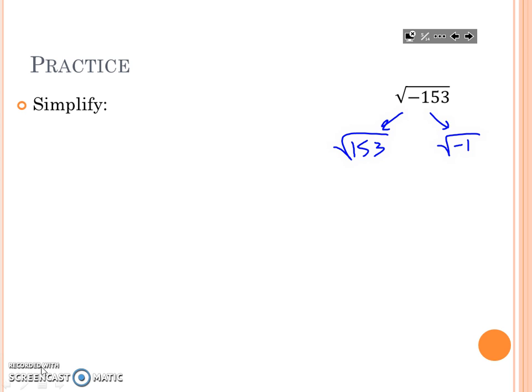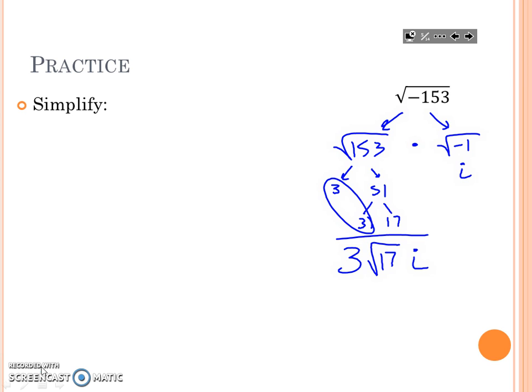Yeah. 153 is not going to be divisible by 2, but it is divisible by 3. So I can break this up into 3 and 51. 51 is also divisible by 3. Gives me 3 and 17. So I'm looking for pairs. There's a 3 on the outside. There's a 17 on the inside. And then the last piece that I can't forget about is my square root of negative 1. Well, square root of negative 1 is just an i. So I tack an i on at the end of it. Okay, so it's a 3 square root of 17 i.